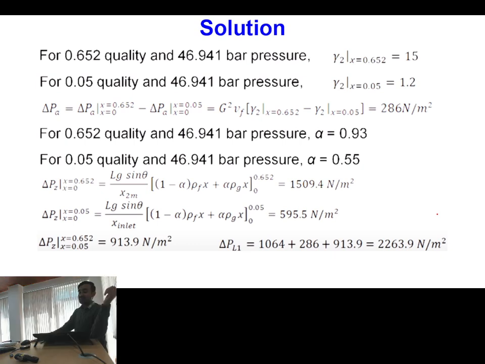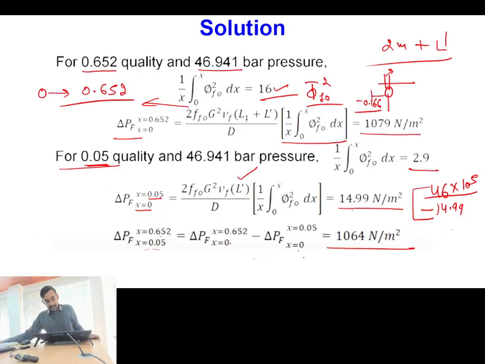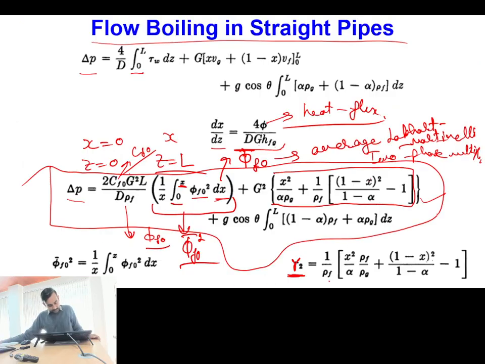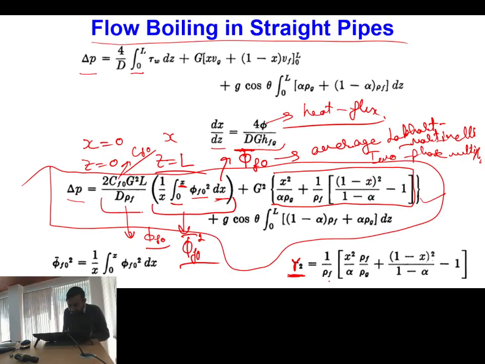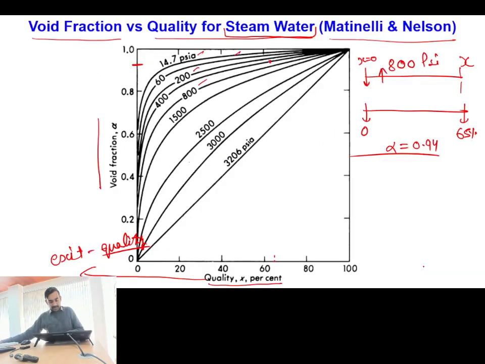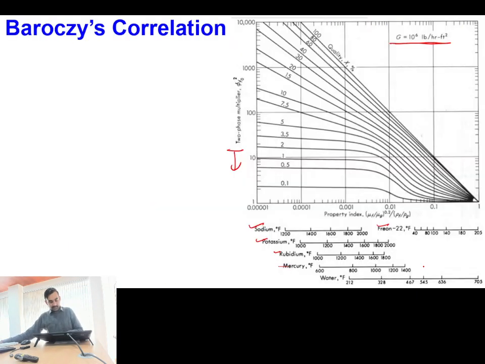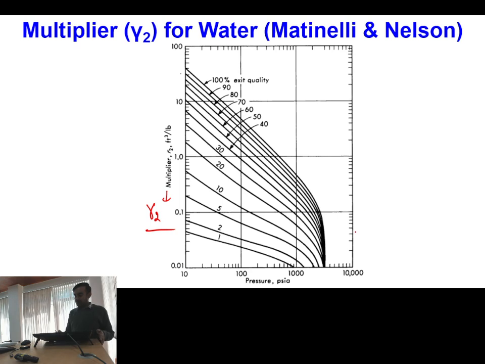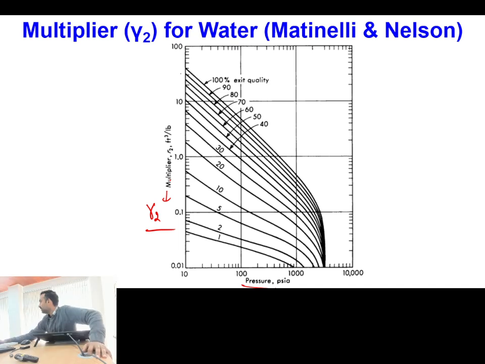So this is all about the first component of the pressure. Now the second component of the pressure: till now I have calculated this term. The second component is G square, and this entire term I have written as gamma 2. So I now need to simply do G square into gamma 2. Gamma 2 also I can calculate from this particular plot. I know the value of pressure and I know the value of exit quality, so I can calculate the value of gamma 2. Is this point clear?